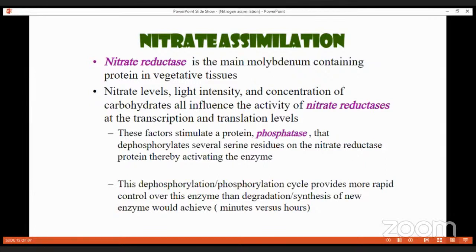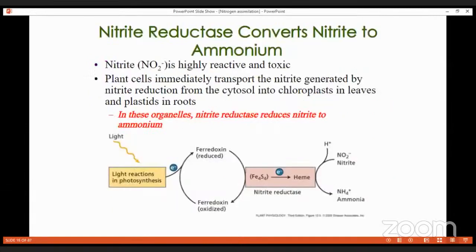Okay, so you have to remember only these things: nitrate reductase, its subunits, and how it is regulated. The regulation is basically by phosphorylation and dephosphorylation by the phosphatase group.